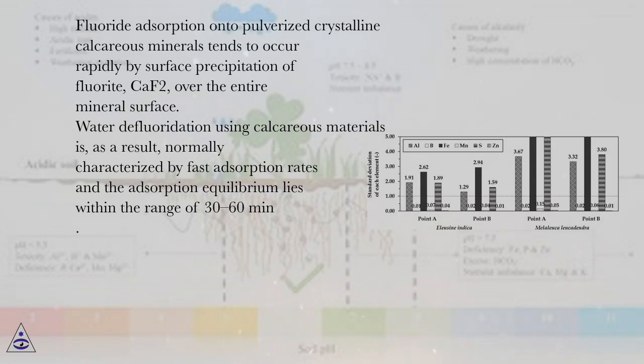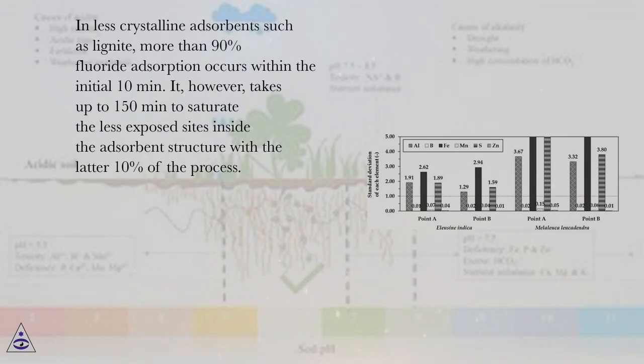Fluoride adsorption onto pulverized crystalline calcareous minerals tends to occur rapidly by surface precipitation of fluorite, CaF2, over the entire mineral surface. Water defluoridation using calcareous materials is, as a result, normally characterized by fast adsorption rates, and the adsorption equilibrium lies within the range of 30 to 60 minutes. In less crystalline adsorbents such as lignite, more than 90% fluoride adsorption occurs within the initial 10 minutes.